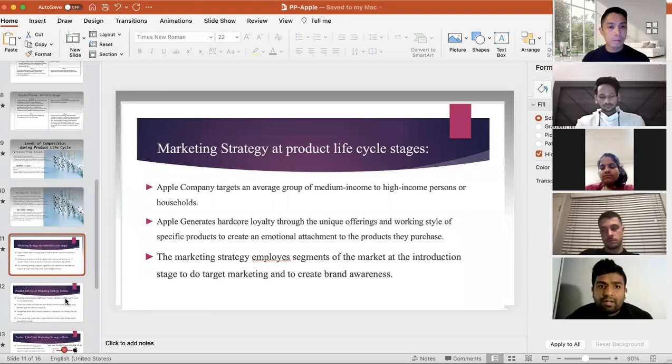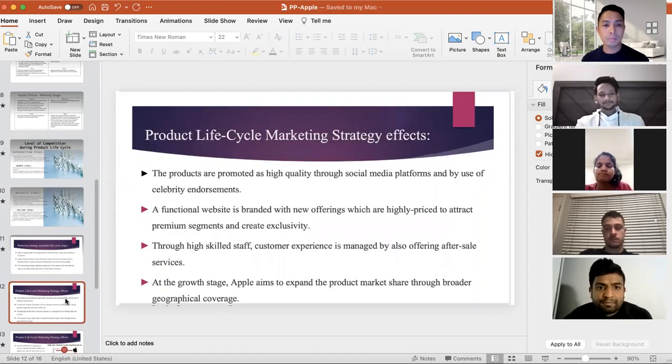And also they employ this. They also segment the market geographically, or maybe into a high income group or low income group like that. So, next please.